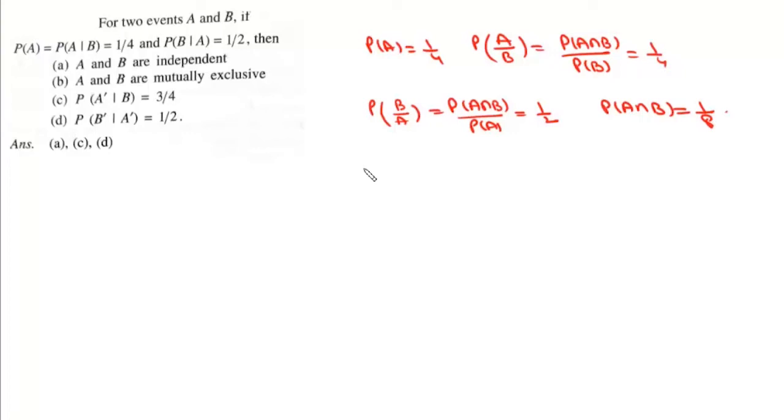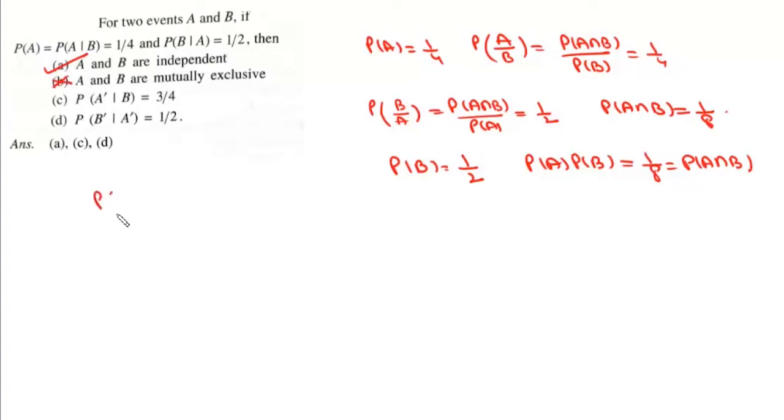Now from A intersection B, we can find the value of probability of B. So now probability of B will be 4 times A intersection B, which is 1 by 2. Now P(A) into P(B) is 1 by 4 into 1 by 2, which is 1 by 8, and is same as P(A intersection B). That means A and B are independent, and since the intersection is not 0, they are not mutually exclusive.